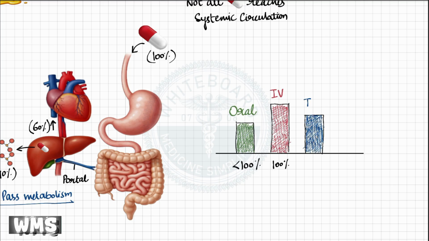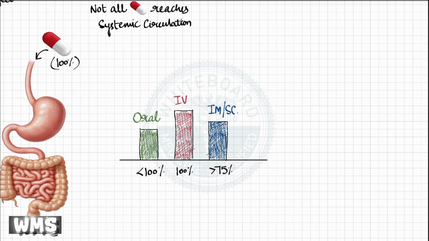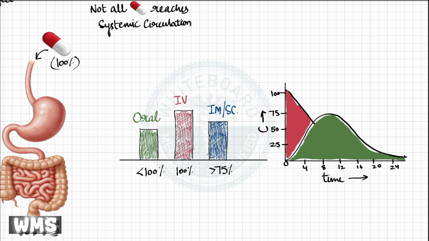Drugs administered by intramuscular and subcutaneous routes are also absorbed almost completely. Therefore, their bioavailability is generally high, usually more than 75%, although it may not be exactly 100%. Bioavailability can be calculated by dividing the area under curve of the oral drug by the area under curve of the intravenous drug and then multiplying by 100. However, this calculation is not very important from an exam point of view.